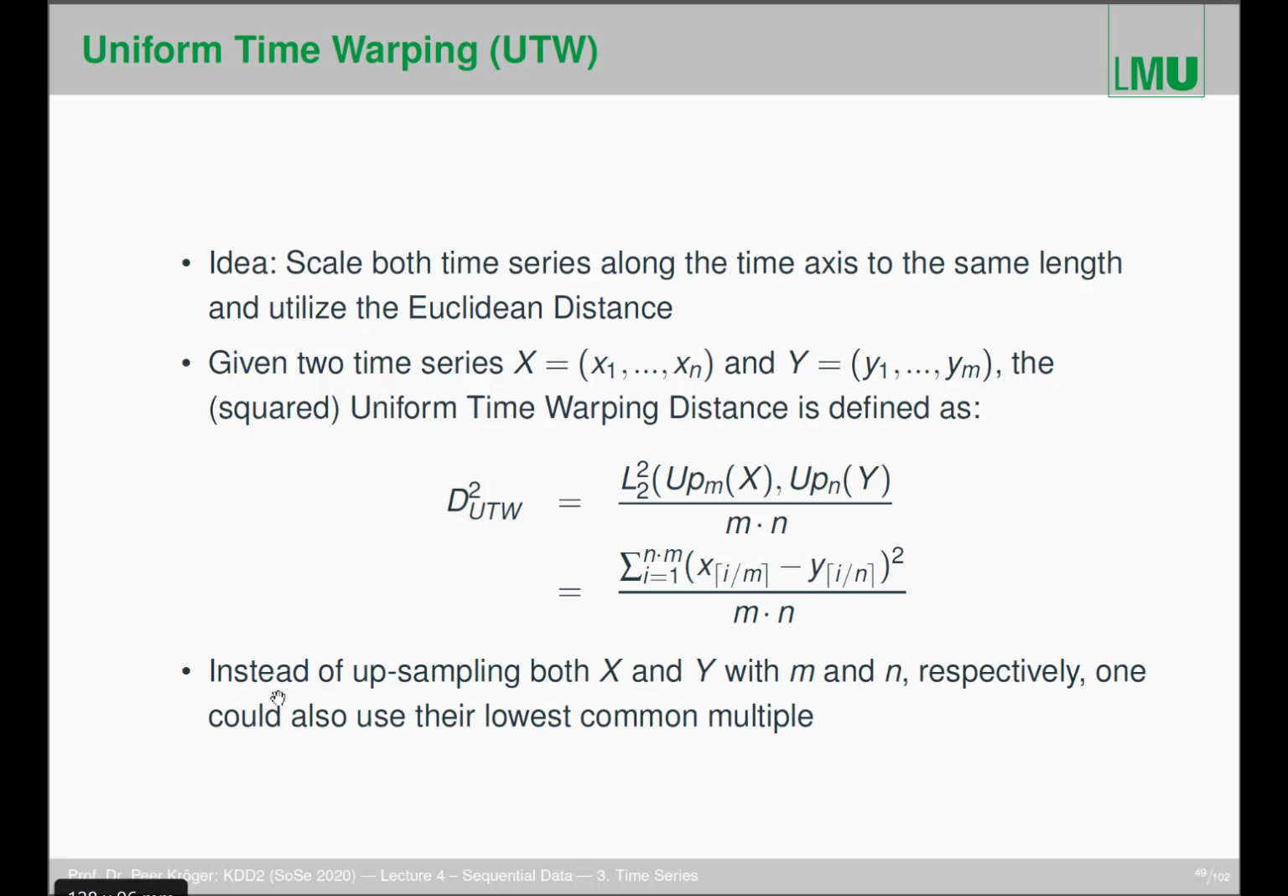Instead of upsampling both X and Y with m and n, you can just use the lowest common multiple, which is sometimes a better idea because, as I said before, with downsampling you lose information, and with upsampling you introduce artificial information, so you may introduce some bias. So always be a little bit careful about up and down sampling, specifically downsampling, but also upsampling.